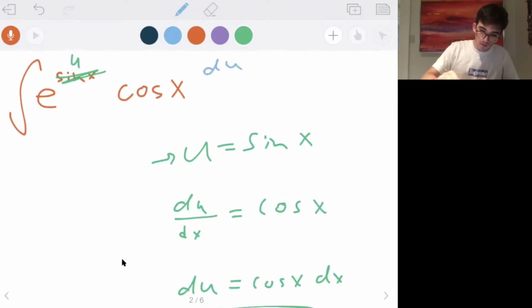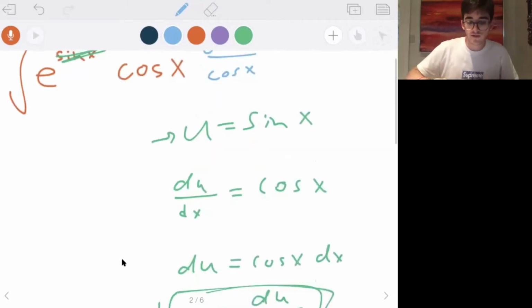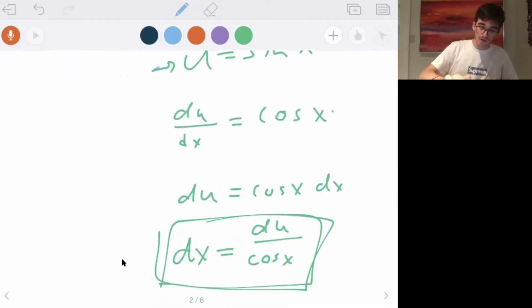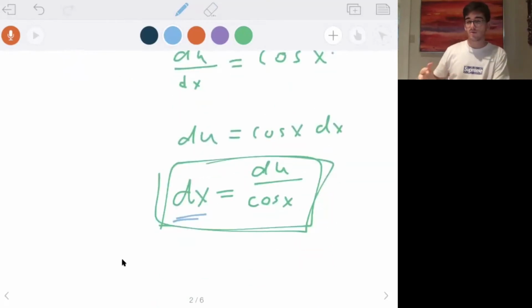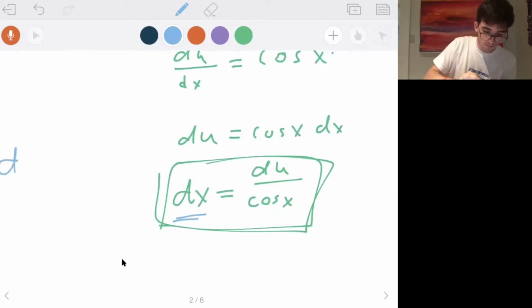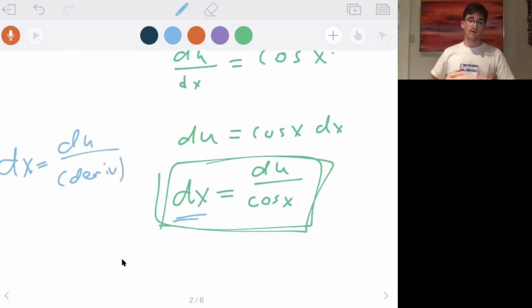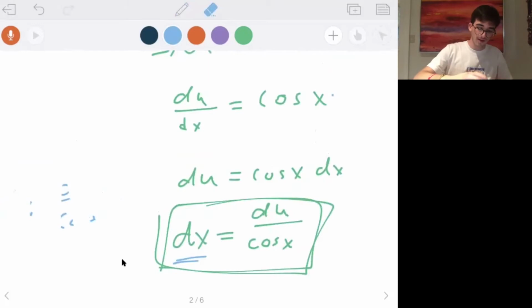du over cosine x. I'm just going to pause here for a second to show that you don't have to go through all of these steps to get dx equals. If you just remember that dx equals du over the derivative of u, you'll be fine. Just to reiterate, dx equals du over the derivative. That's something to memorize. It's going to make that substitution a little bit easier, and you don't have to go through the steps to figure out what dx is.